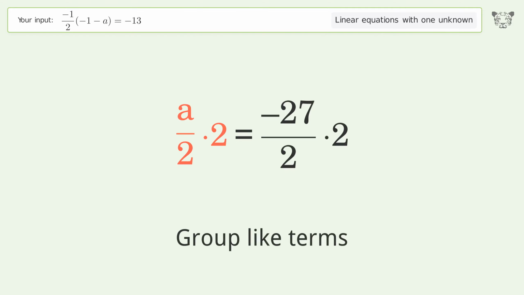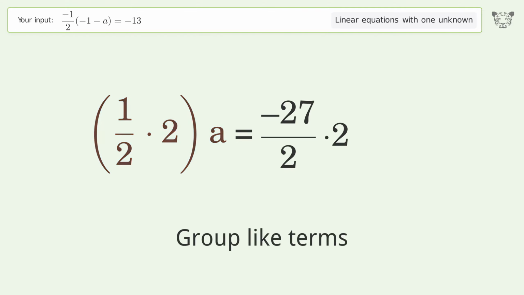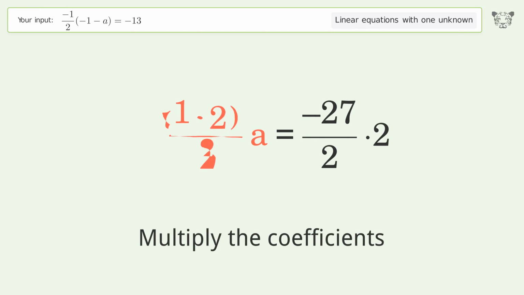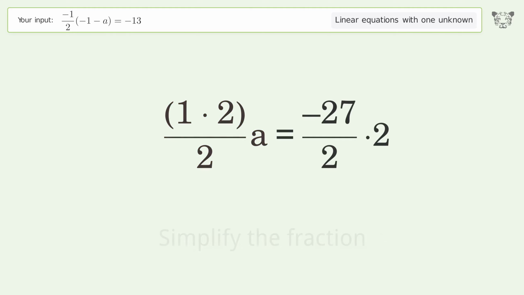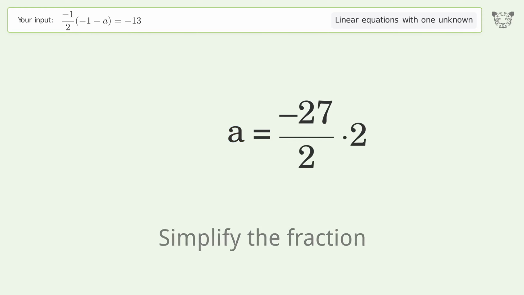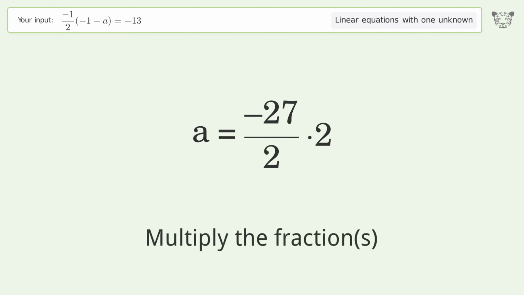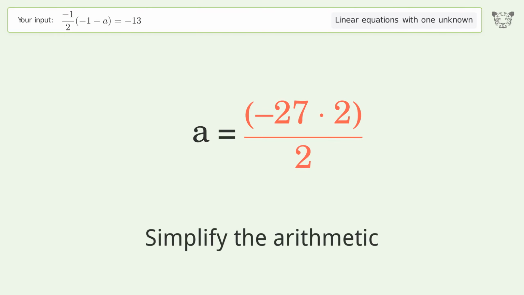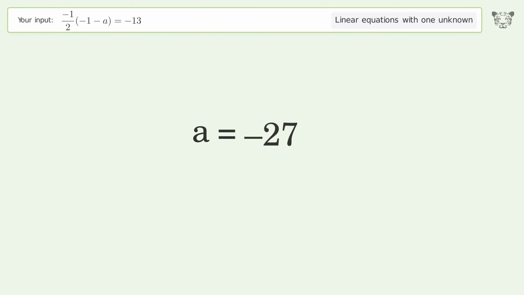Group like terms. Multiply the coefficients. Simplify the fraction. Multiply the fractions. Simplify the arithmetic. And so the final result is a equals -27.